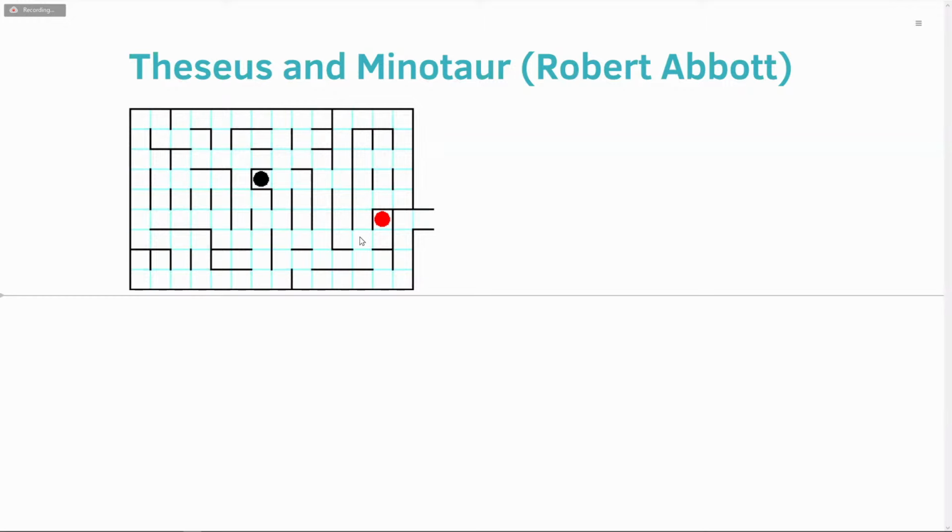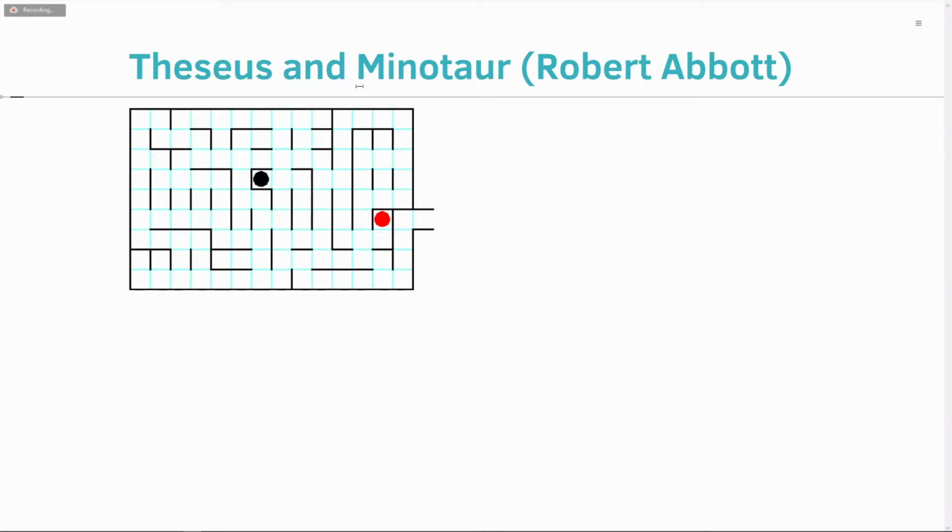So for this one, you need to keep track of the state that the Minotaur is in. And since the Minotaur can move faster, you basically need to move the Minotaur into traps so that Theseus can move around safely. And this is a very interesting maze.